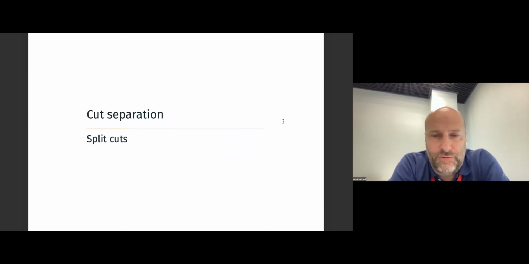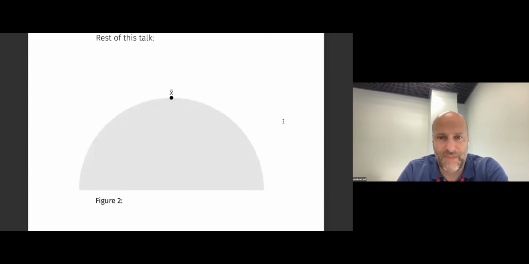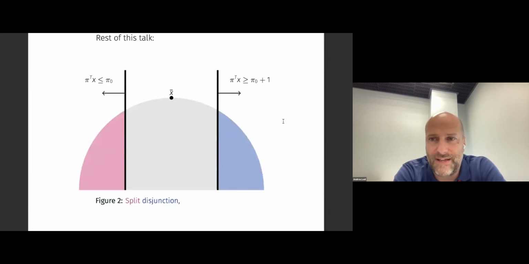And in order to do that, the other tool that I need is split cuts. So what are split cuts? The idea is quite simple. I have a point x bar that I need to separate. It's in the conic relaxation, but it's not integer. So I have to define an inequality by taking into account this disjunction. The disjunction here is defined by the pink part on the left and the blue part on the right, and everything that is in between.